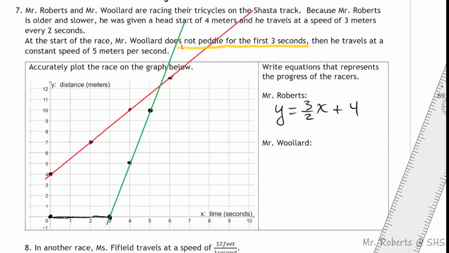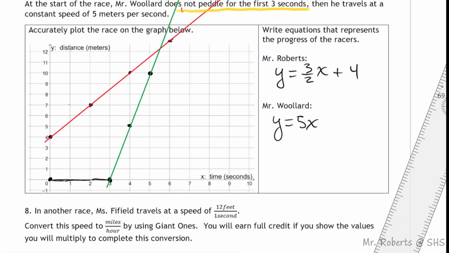Now, the thing that's tricky about this equation for Mr. Woolard is we do know that y is equal to 5x is part of it, but he doesn't have a y-intercept at 0, right? He doesn't start moving at 0. In fact, he doesn't have a y-intercept at 3 either. His x-intercept is at 3. If I continue this line downwards, somewhere way down there, we're going to see that he has a y-intercept, and it's a negative number, effectively. The question is, what is that y-intercept?